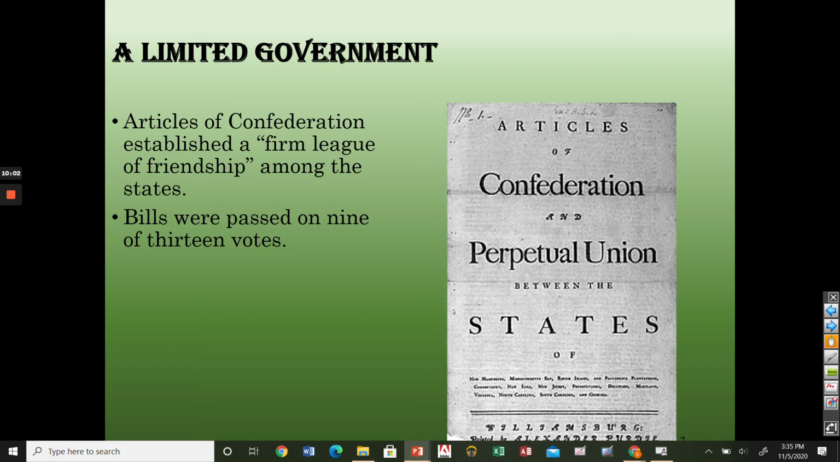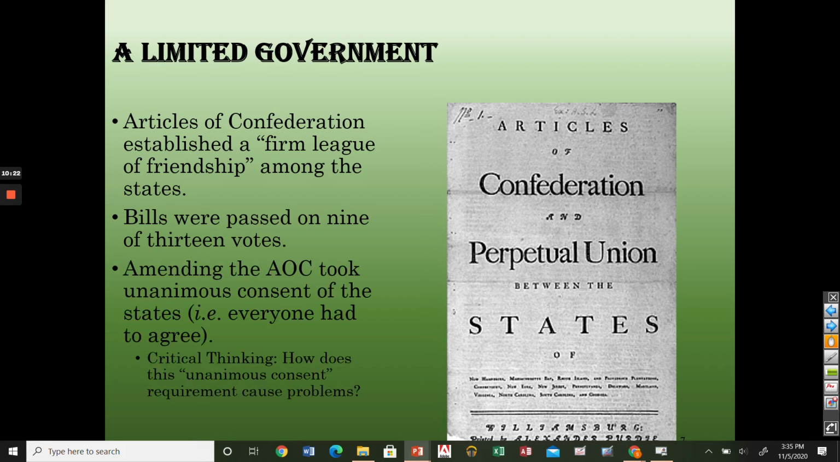states agreed. Now usually, the way laws are passed is if more than half agree, then the law gets passed. So theoretically, you should have been able to pass a law with 7 out of 13 states. That would have been more than half. But the authors of the Articles of Confederation basically wanted to make it difficult to pass laws. So you needed 9 of 13 just to pass a regular law. And if you wanted to amend the Articles of Confederation, it had to be unanimous. So how does this unanimous consent requirement cause problems? Think about that for a minute.